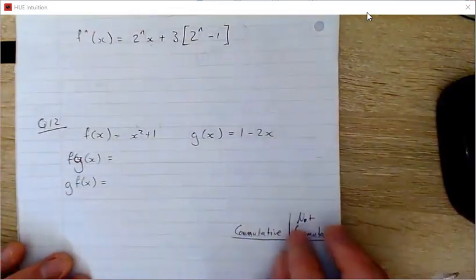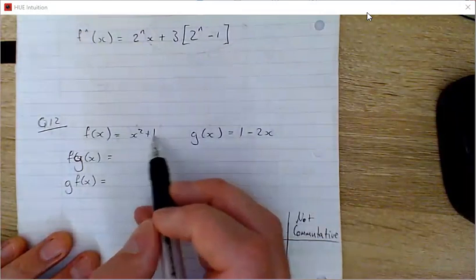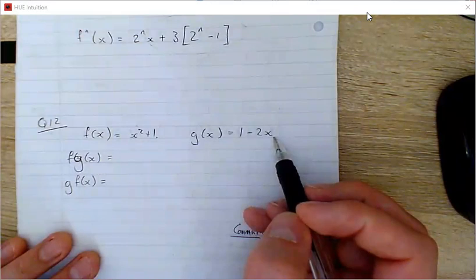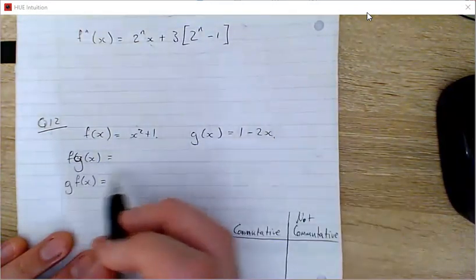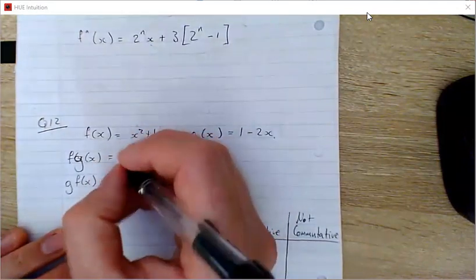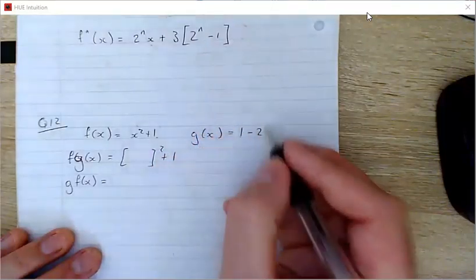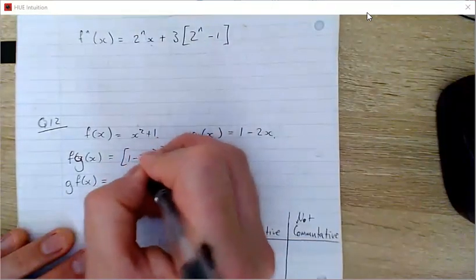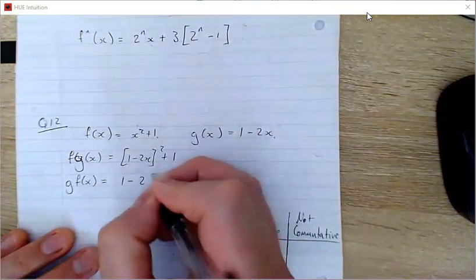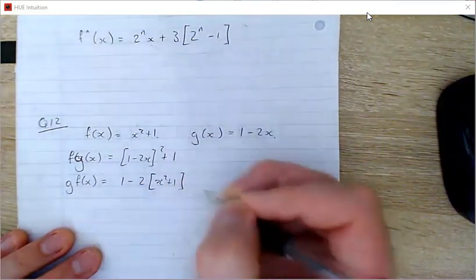Question 12, functions f and g are defined by f of x equals x squared plus 1, g of x equals 1 minus 2x. Show that g of f of x is not equal to f of g of x. Okay, so f of g of x is when you say, well, f of x is x squared plus 1, and plug in 1 minus 2x, whereas g of f of x is where you say g is 1 minus 2x and plug in for x squared plus 1.